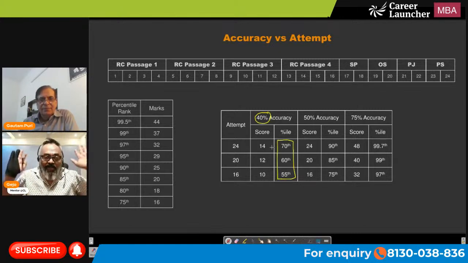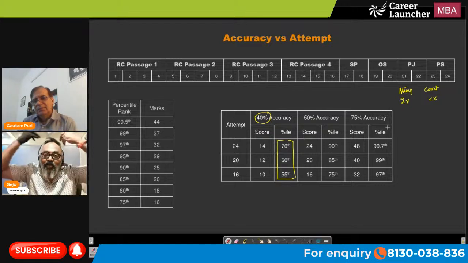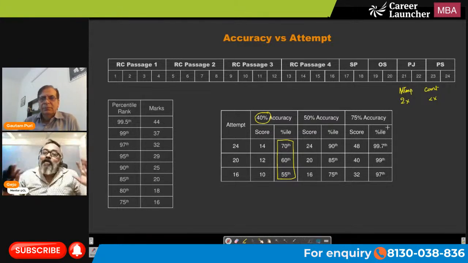ये पहला story है. मतलब if I'm attempting 10 questions, or let's say 2x questions, that's my attempt. If your correct answer is anything less than x, then it's going to be a problem. It doesn't matter how many questions you're attempting. This is sort of story number 1.